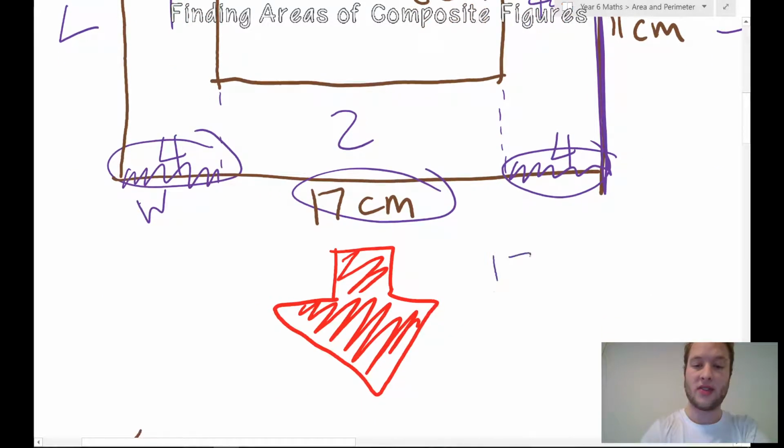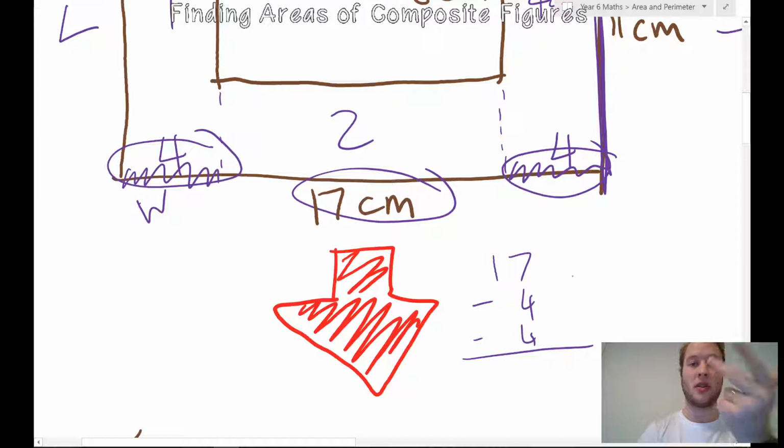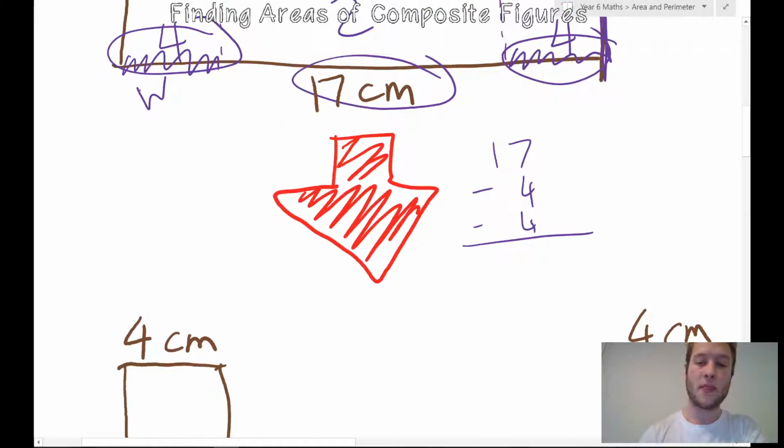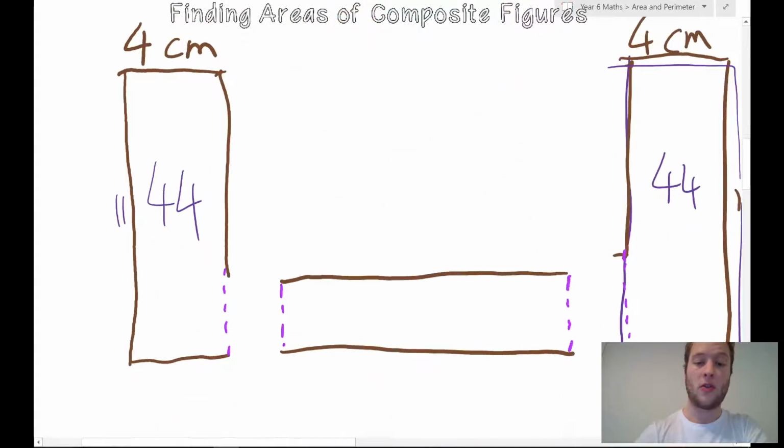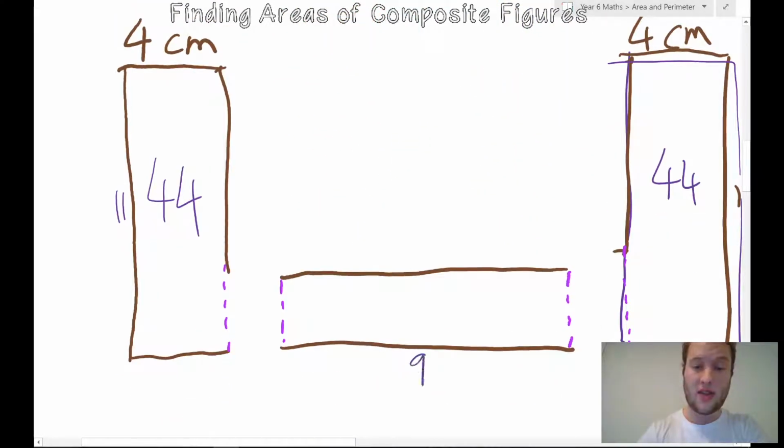So I got 17, take away 4, take away 4. So 17, 16, 15, 14, 13. Hold on, it shouldn't be 10, it should be 9, shouldn't it? So 17, 16, 15, 14, 13, that makes more sense. And then another 4: 12, 11, 10, 9. So the answer was 9. That means that this is 9.